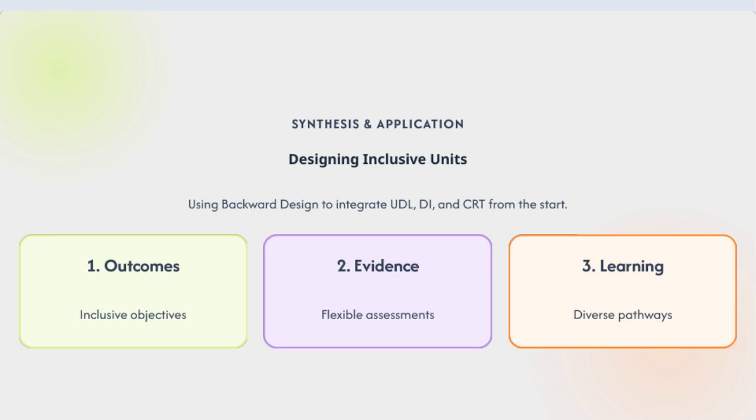How do we know students are meeting those goals? This involves flexible assessments that can adapt to different learners' needs. And at the top, learning, which emphasizes flexible instructional strategies that support diverse pathways to success. What's key here is the idea of using backward design to integrate universal design for learning, differentiated instruction, and culturally responsive teaching right from the start. By doing this, we create a coherent, inclusive curriculum that considers multiple ways students can demonstrate understanding and engage with the content.